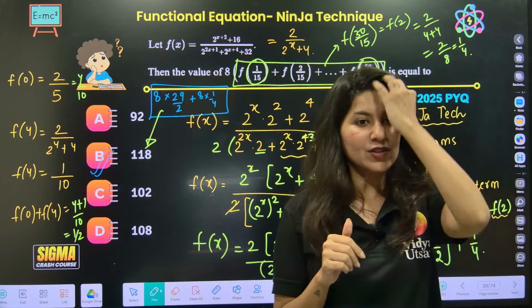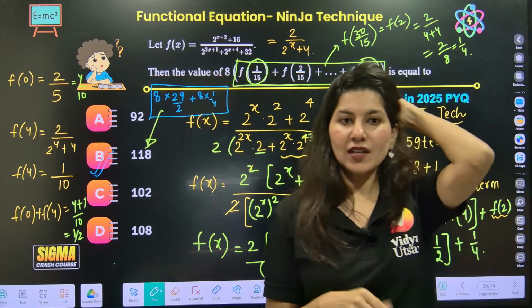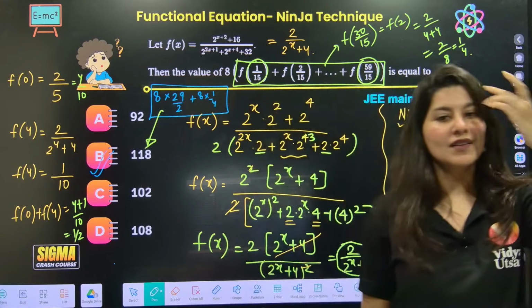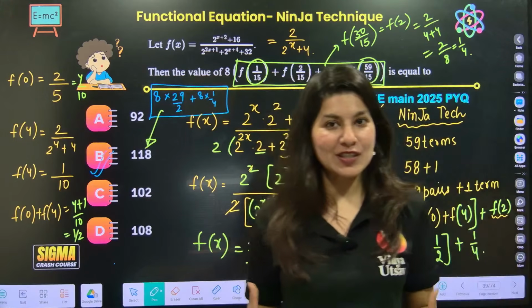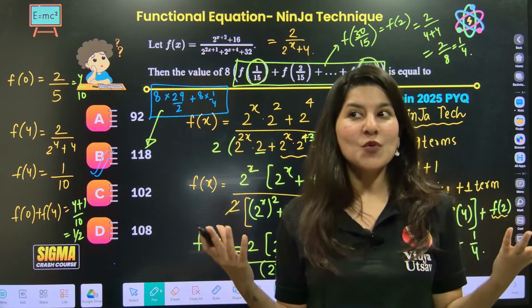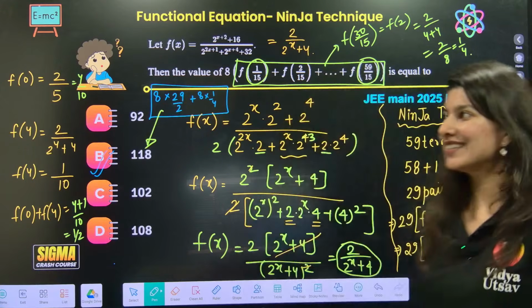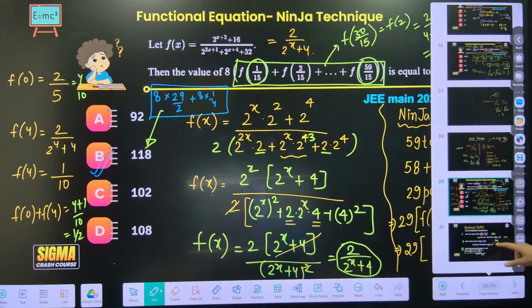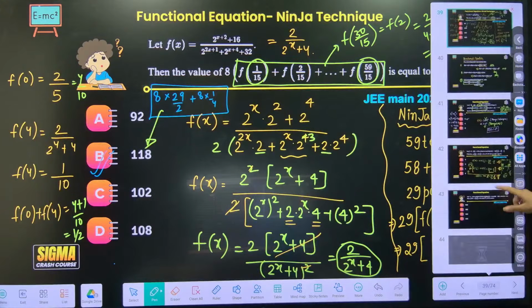Some questions don't even have scope for a shortcut. Ninja ma'am is giving you a shortcut. And Ninja ma'am also knows this shortcut because Ninja ma'am has been teaching for more than 10 years. Right? This is what we get from experience. Okay? Alrighty? Yes?